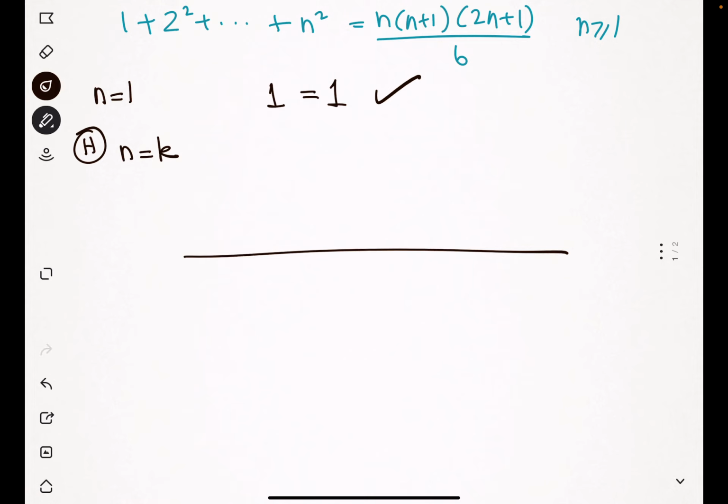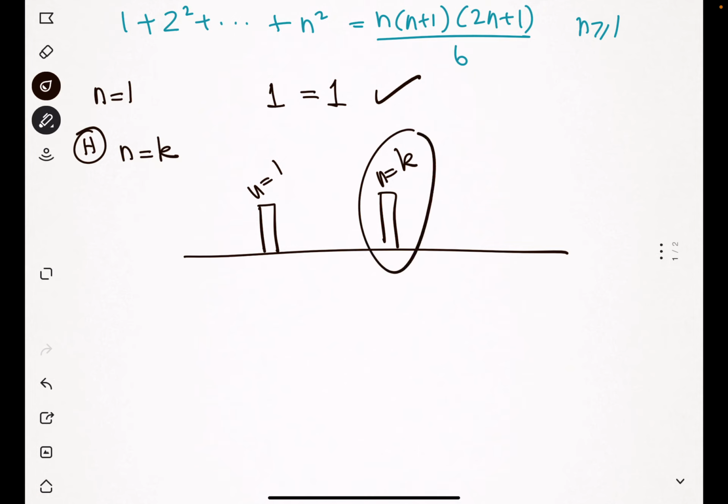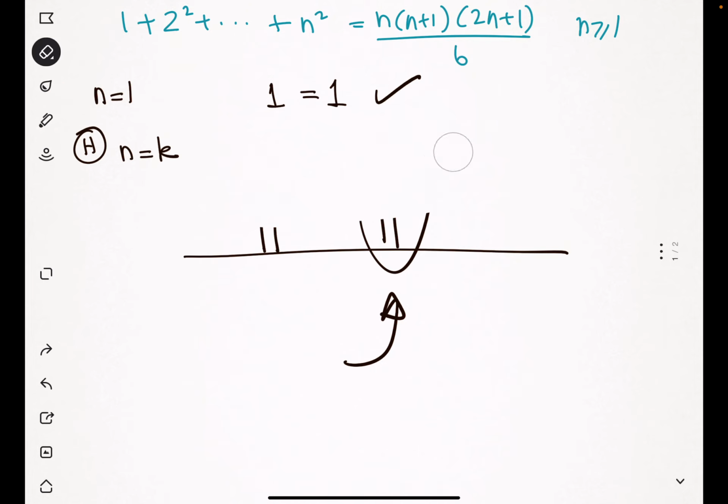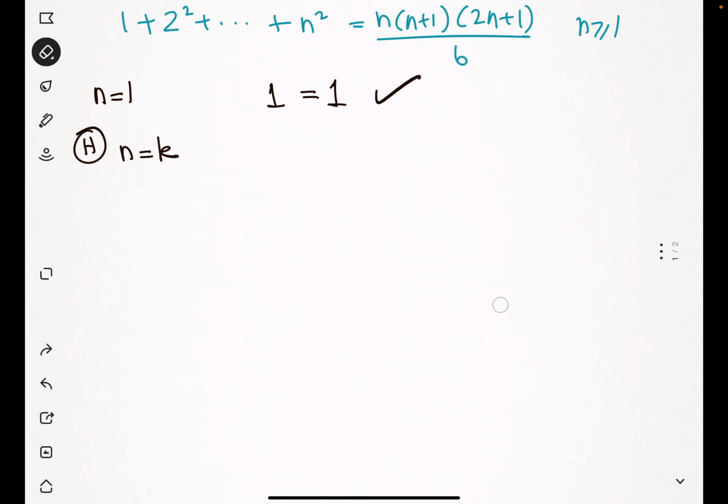What does it mean? In your line of dominoes, the one domino that is in n equal k, you are going to assume that it is falling. Not all the dominoes, as you said. No, that is what you need to prove. It's not what you are going to assume. What you are going to assume is only that the domino in place k falls. Okay, so what does that mean in terms of the formula?